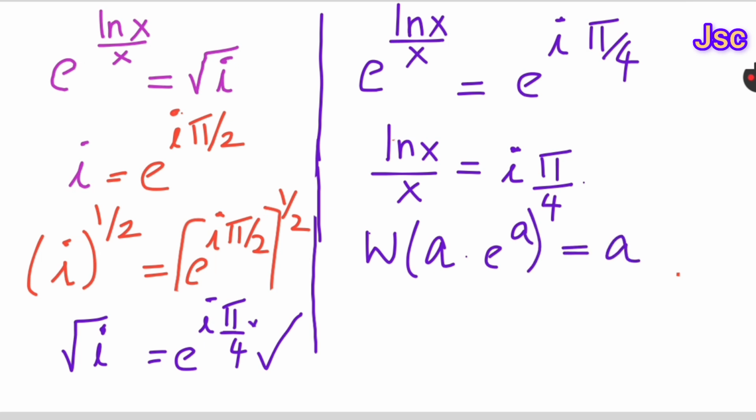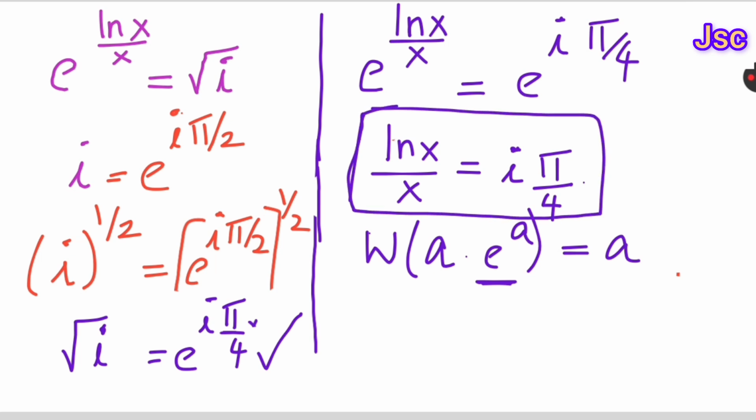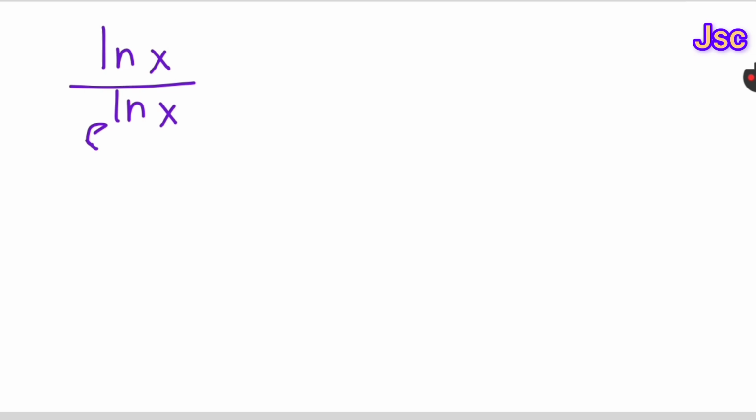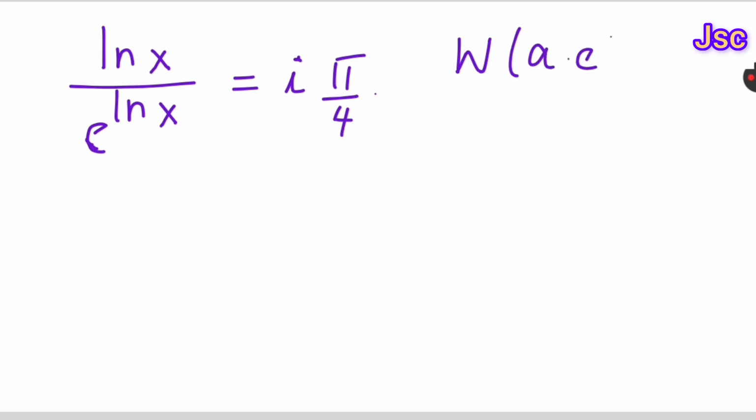But our expression is not in the Lambert W form. In the Lambert W function, we have an exponential term, but in our expression, we don't have an exponential term. So instead of x, I am going to write e raised to power of ln x. Here e and logarithm functions are opposite functions. Once one gets cancelled, you get only x. So instead of x, I am going to write e raised to power of ln x. E raised to power of ln x is equal to i times pi over 4. Our Lambert W function is in the form of a times e raised to power of a. But our exponential term is in the denominator.